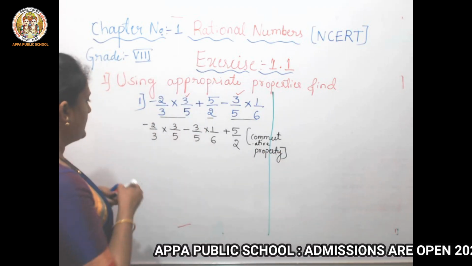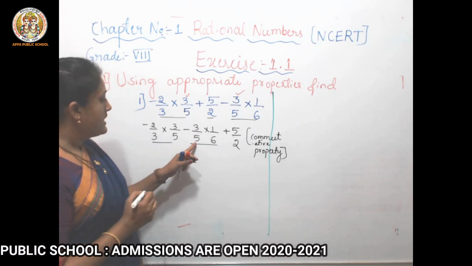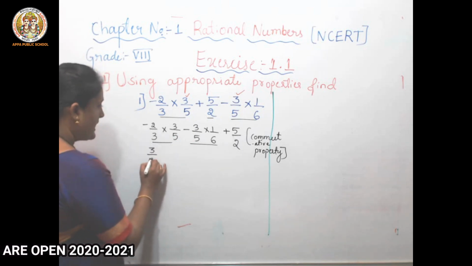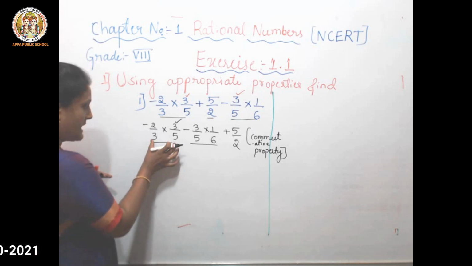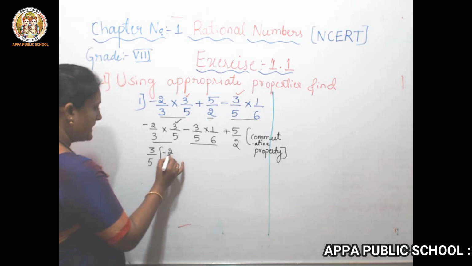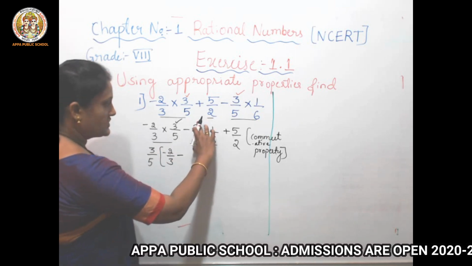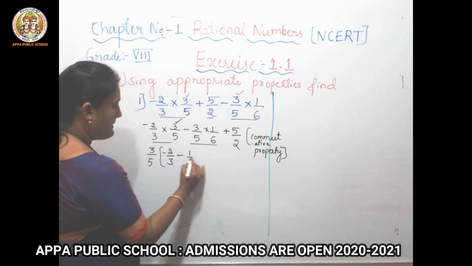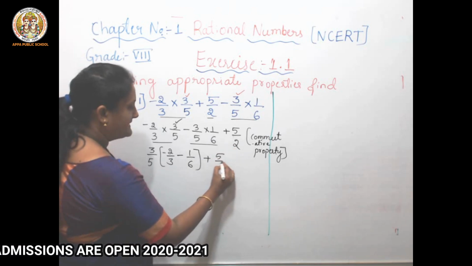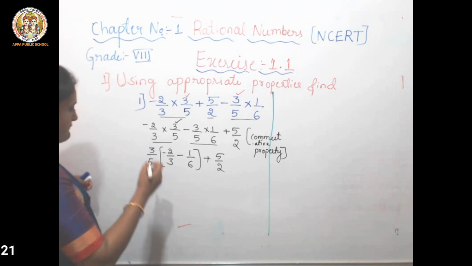Next, now see, in these two terms 3 by 5 we have twice. So let's take 3 by 5 common. After taking this 3 by 5, what's remaining in this term? This is minus 2 by 3, written? So minus as it is. After taking this 3 by 5, what's remaining? 1 by 6. Right? Plus this 5 by 2 as it is.